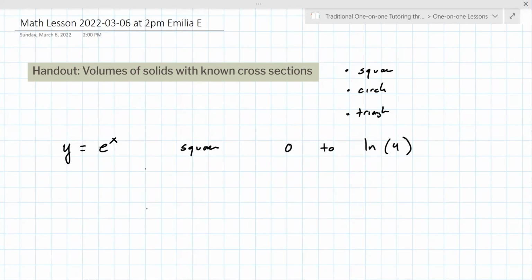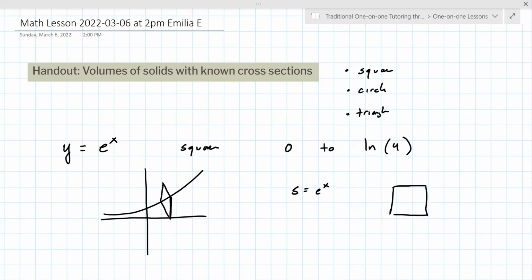So the e to the x curve looks something like this. It rises a lot more, but this is a square. This is an example of a square, and the side length here is e to the x. And then the area of the square, and it's sometimes good to draw it. The bottom is e to the x, but then this is also e to the x.